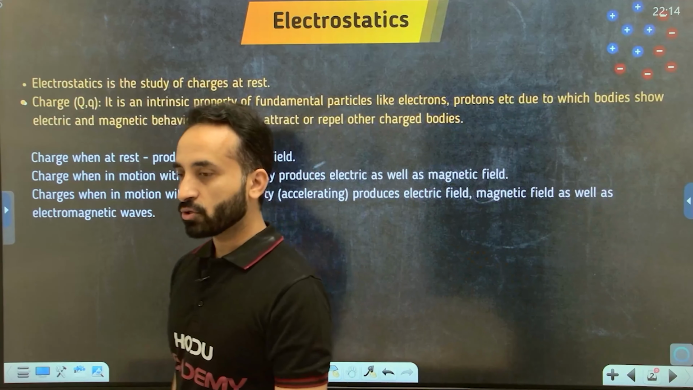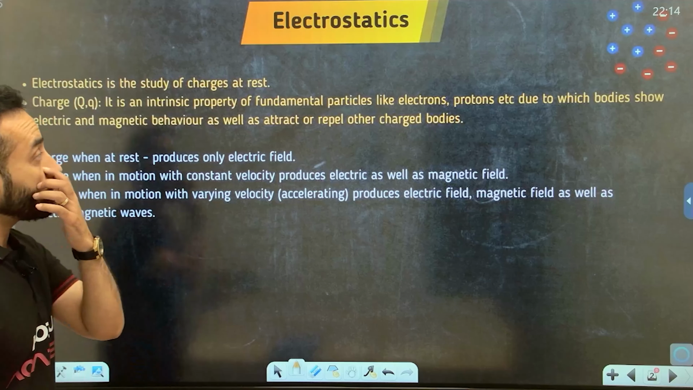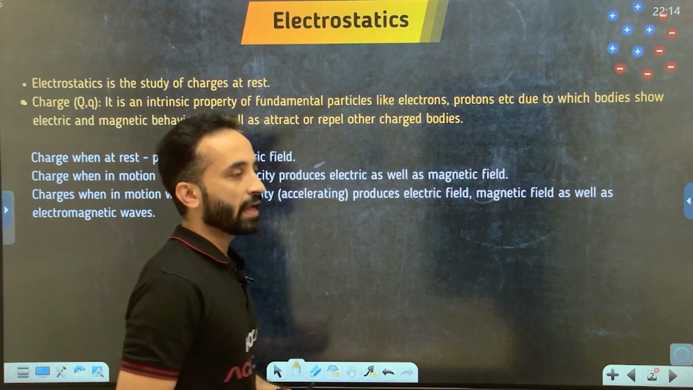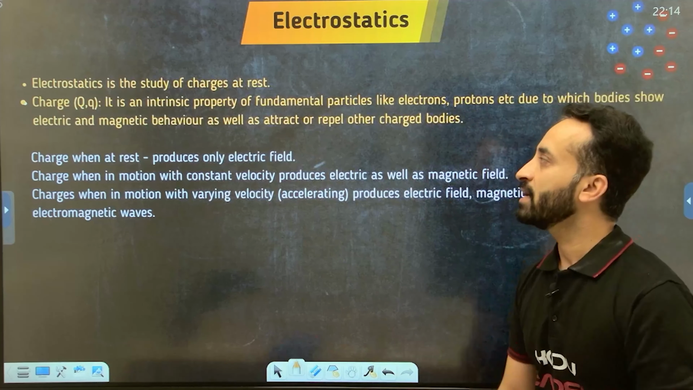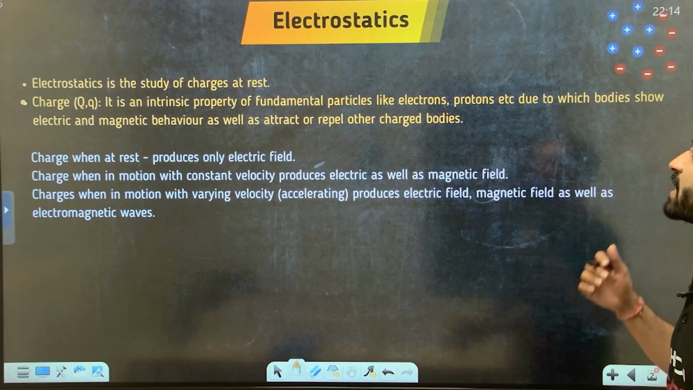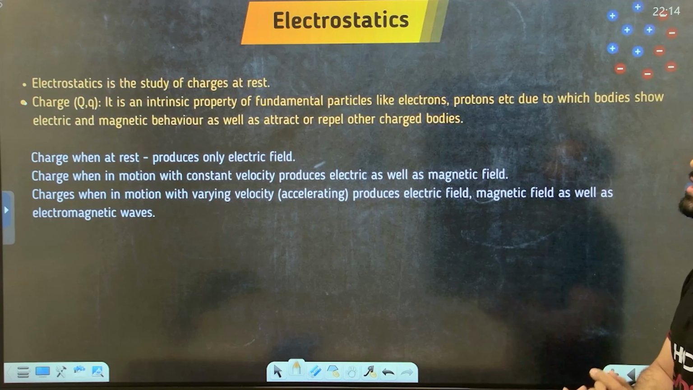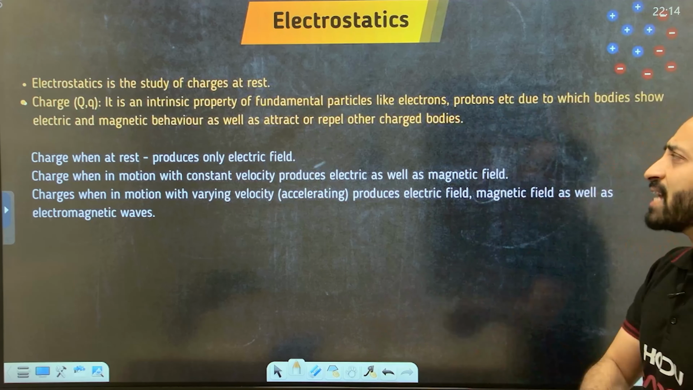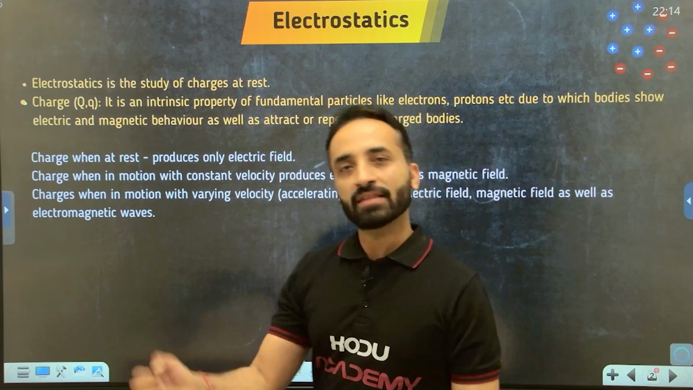Write down, electrostatics is the study of charges at rest. Charge, of course, we denote it by Q. As you might have used, it is an intrinsic property of fundamental particles like electrons, protons, etc., due to which bodies show electric and magnetic behavior as well as attract or repel other charged bodies.